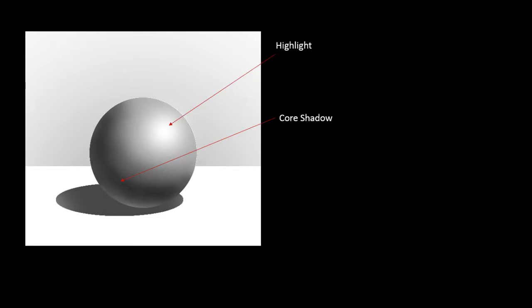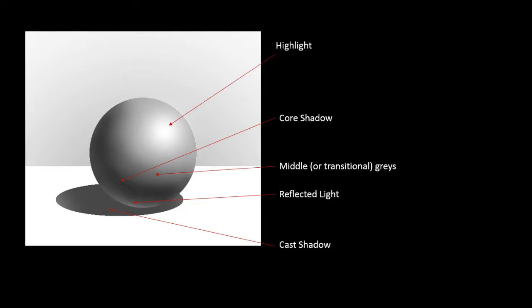Highlight, core shadow, cast shadow, reflected light, and middle or transitional grays. Successful drawings and paintings generally have a full range of value. Full range means that there will be a good amount of light values, called tints, balanced with a good amount of dark values, called shades.